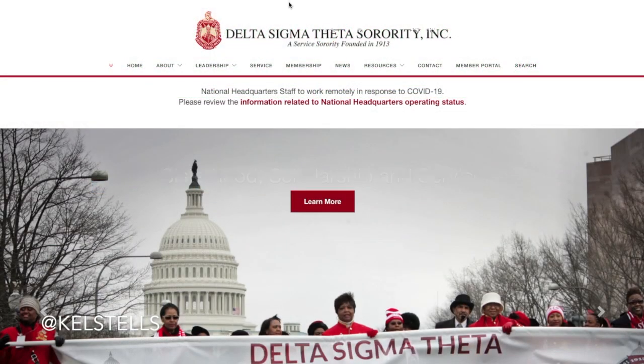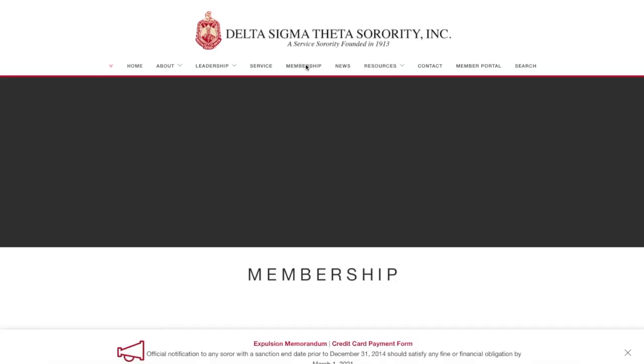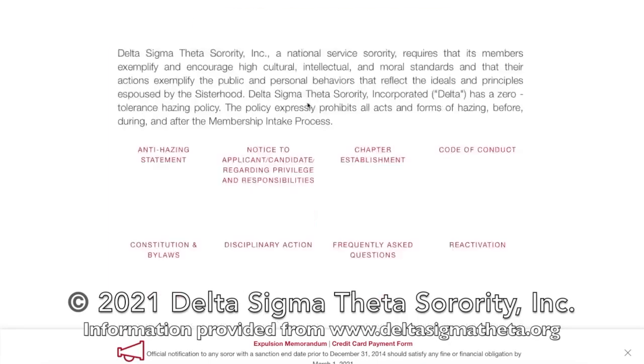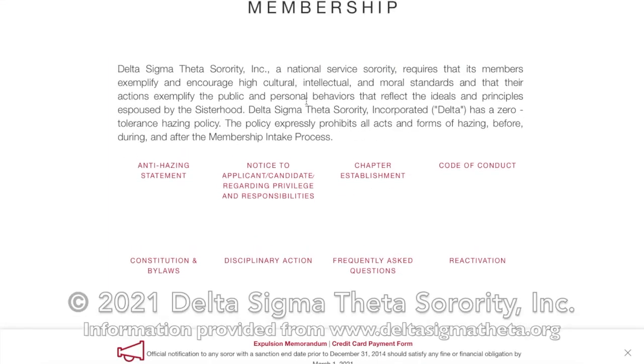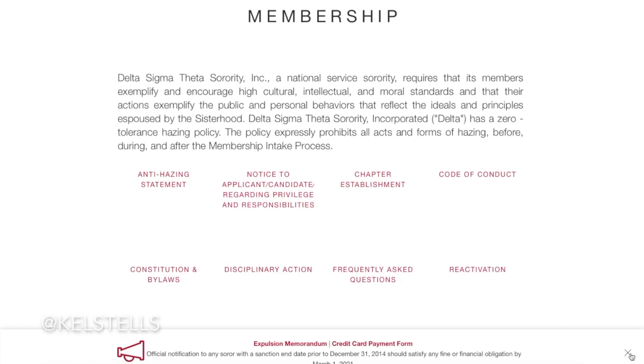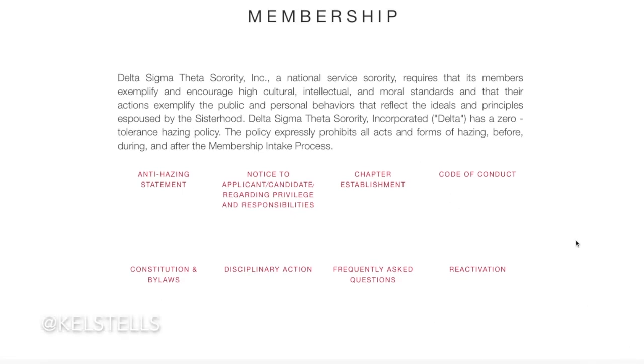Let's move on to Delta Sigma Theta Sorority Incorporated. Let's go to their membership page. Now, I'm going to be honest, with the Deltas, it is a little harder to find that laid out information, but I just want to point out to you what they offer on their page in terms of what you can find. The main things that I will point out to you guys that I think would be important to look at is their anti-hazing statement, their notice for applicants and candidates, as well as the frequently asked questions.